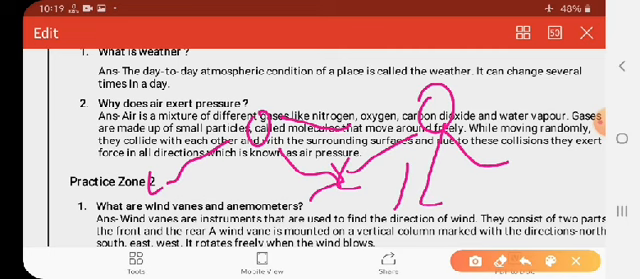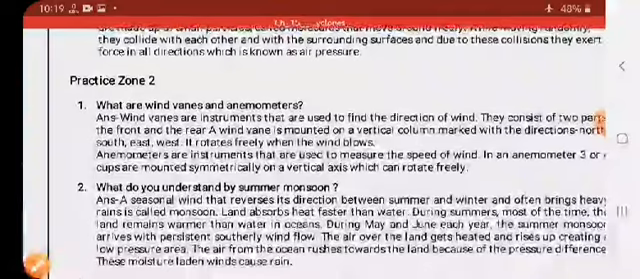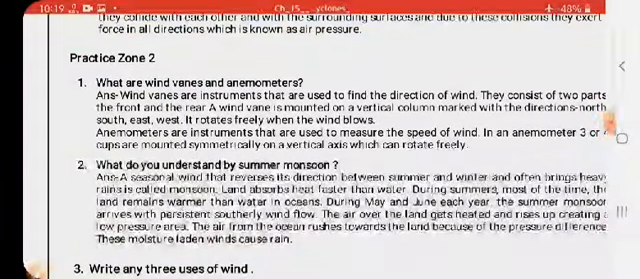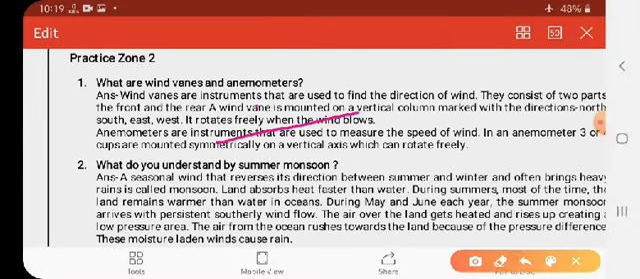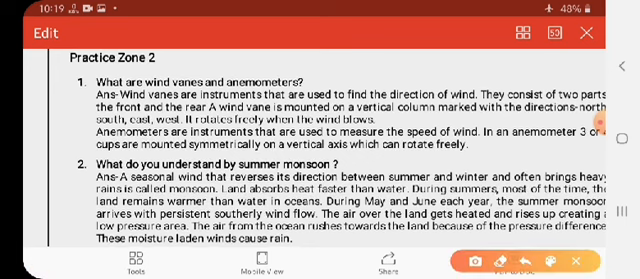Next comes, what are the wind vanes and the anemometers? Wind vanes are the instruments that are used to find out the direction of the wind, whereas anemometers help us to find out the speed of the wind. And a wind vane is having an arrow which is pointing towards from which side the wind is blowing. So it consists of a cock shaped structure which aligns itself in the direction from which the wind is blowing, whereas an anemometer has 4 cups which are fixed to one axle which is rotating like this.